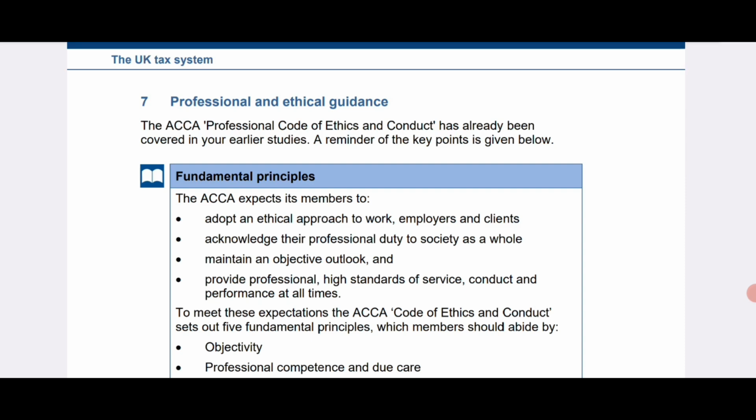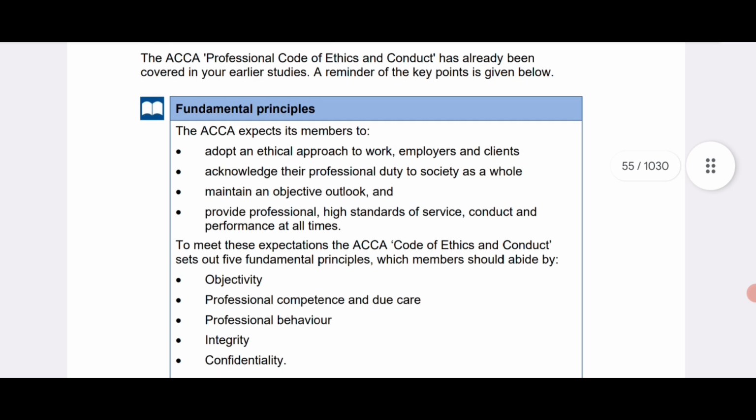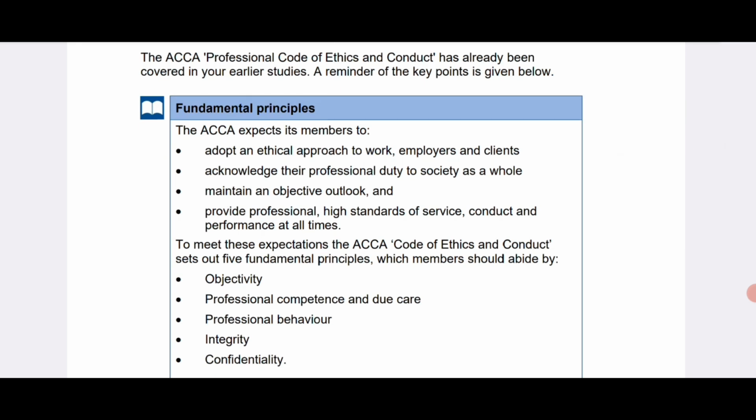Fundamental principles ACCA expects its members to keep in mind. They are preparing you to be a professional accountant, a chartered accountant. So you behave like that, soon after you join an audit firm or other companies after qualifying, or even as a part-qualified. This is the reason ACCA expects its members and students to perform like professionals.